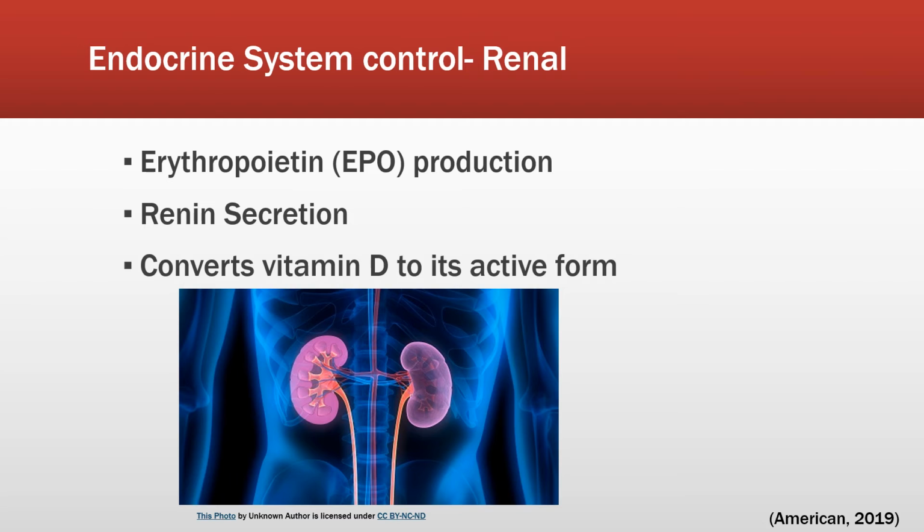The kidneys are responsible for secreting the hormone erythropoietin, EPO, which is a response to a decreased level of oxygen in the blood. The kidneys also secrete renin. Renin is an enzyme in the blood that converts the plasma protein angiotensinogen to angiotensin 1. Lastly, vitamin D is converted to its active form when it arrives at the kidneys.